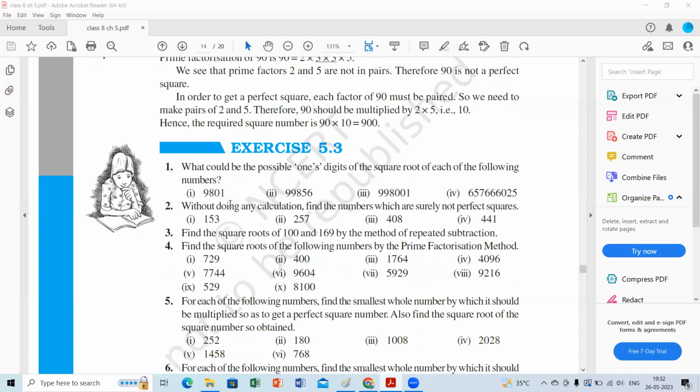Go with the next part, children. Without doing any calculation, find the numbers which are surely non-perfect squares. We know that very well. The first 3 are not perfect squares: 2, 3, 7, 8. So which are non-perfect squares? By looking only, the only possibility is the last case. Other cases, true, Shrestha, correct.